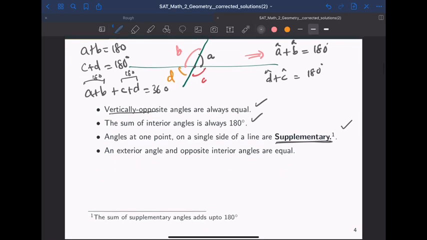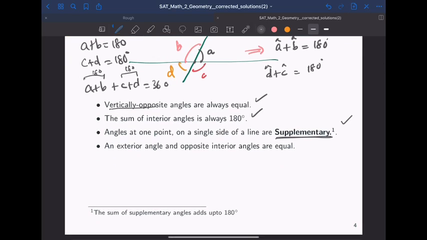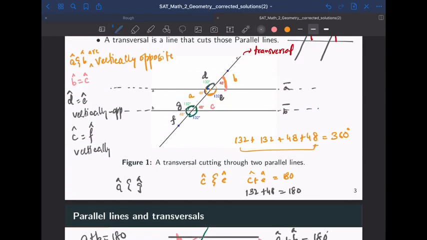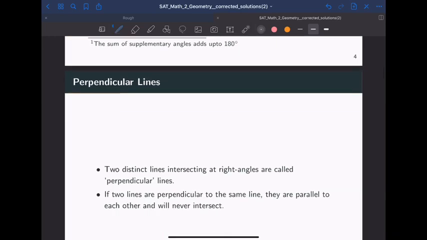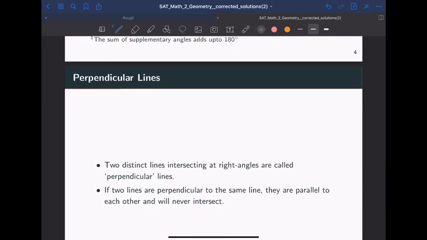So moving on, and this is again the same property that we talked about. An exterior angle and an opposite interior angle are equal. So this angle, an exterior angle, and this, an opposite interior angle, are always equal. Okay, next comes what is called perpendicular lines.